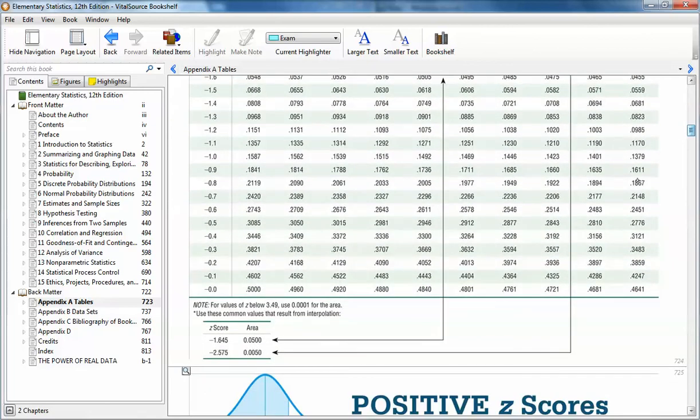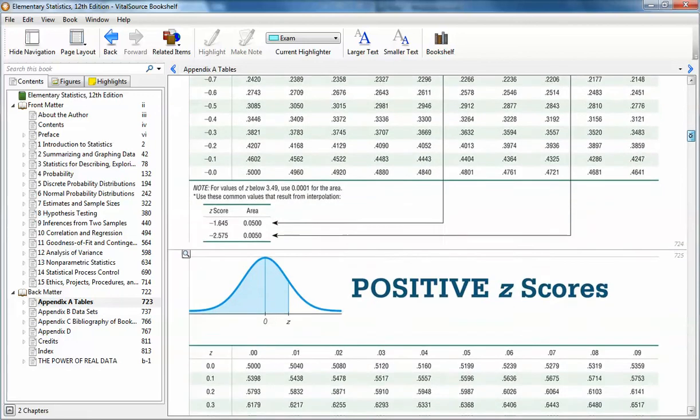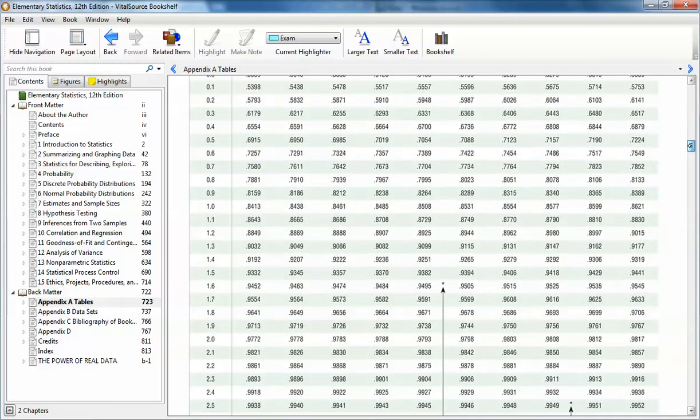You can see the biggest area in the negative z-score chart is 0.5. So if we're looking for 0.8, we have to go to the positive z-scores. We're looking for 0.8980. So 0.8, 0.88, 0.89, keep going, 0.8980. It's this one exactly. Alright, we just have to figure out which row and column we're in. Our row is 1.2.